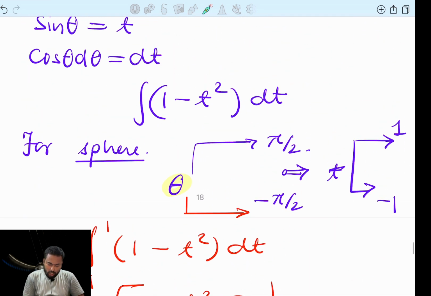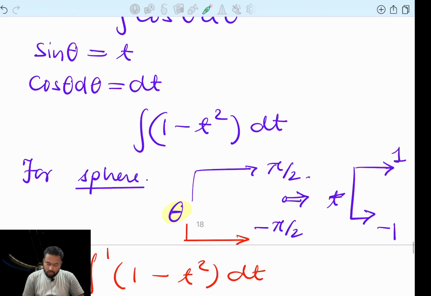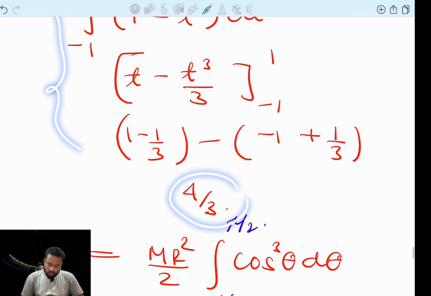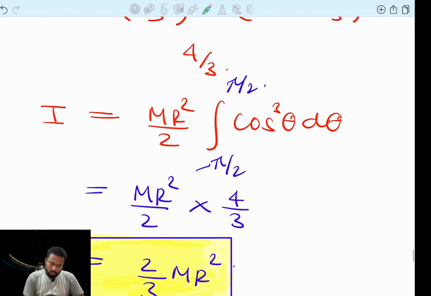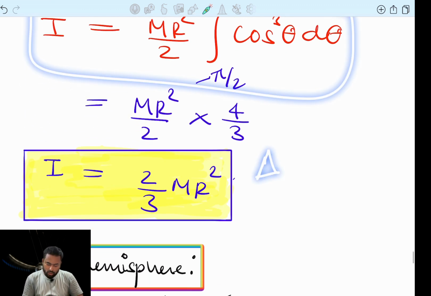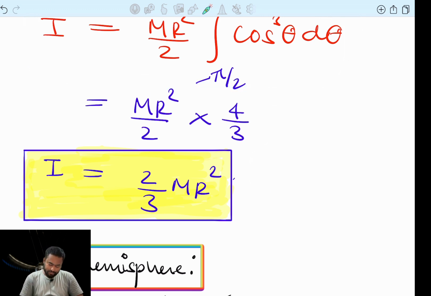But our integration has been changed in the form of t, so we'll need to find the limits of t. That would be minus 1 to 1, just putting in the value of theta. After doing this simple integration, we got the value 4 by 3. After putting it back in the equation, we'll get 2 by 3 mr square as the moment of inertia of a hollow sphere, right?